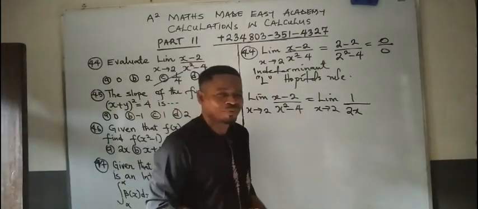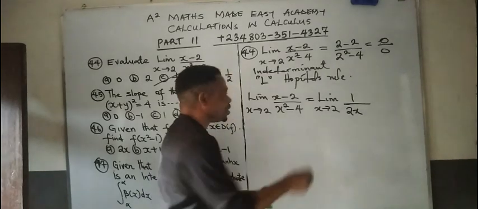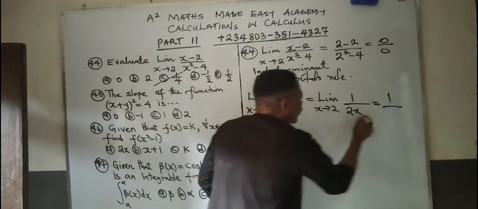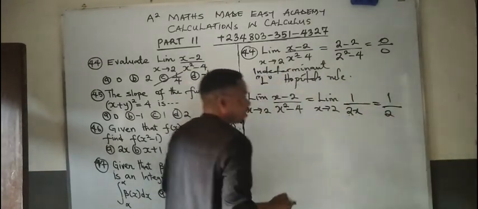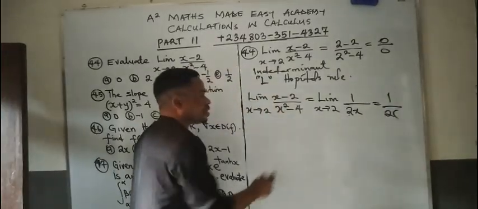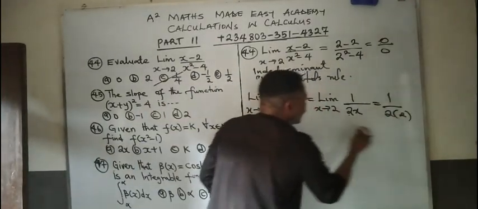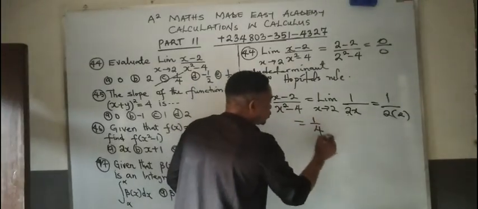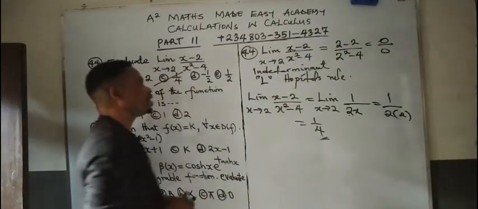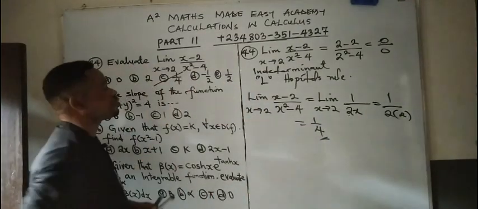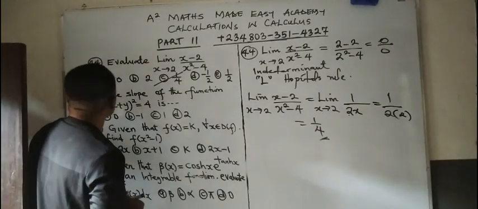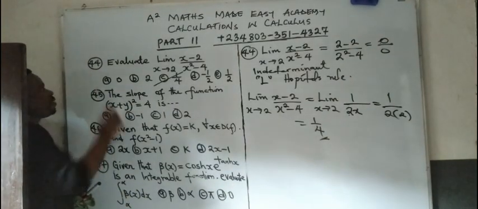Finally, I can have the limit as x approaches 2. Can we substitute? It will now give me 1 all over 2, then open the bracket. x tends to 2, then input 2 here. Finally, what is the answer? 1 over 2 times 2, which is 4. Can you see? This is what we call L'Hopital's rule. Do you understand? I am done with question number 44.